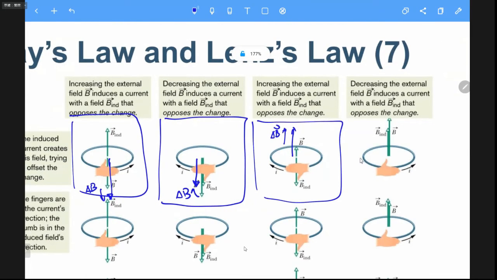And then for the fourth case, B is originally pointing upward, and we try to decrease the external B field. So the B field becomes this one, and then this is delta B, pointing downward. So B induced will be pointing upward to counteract this change. So B induced pointing upward, and then using the right hand rule, the induced current is counterclockwise.